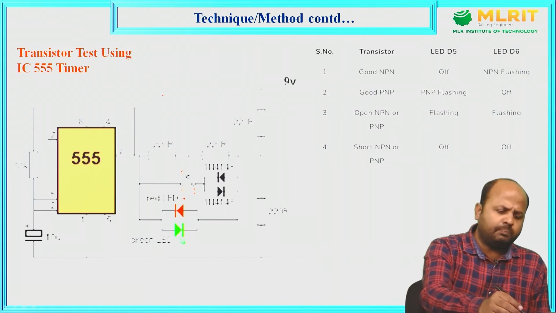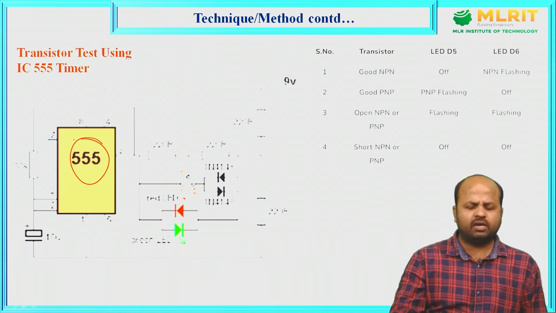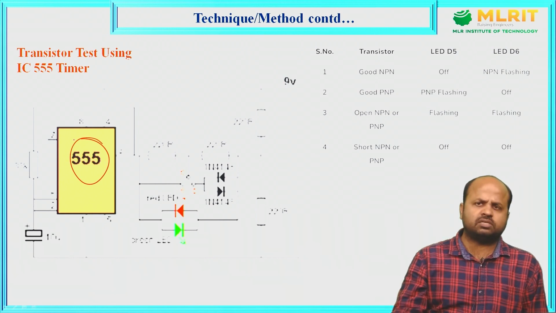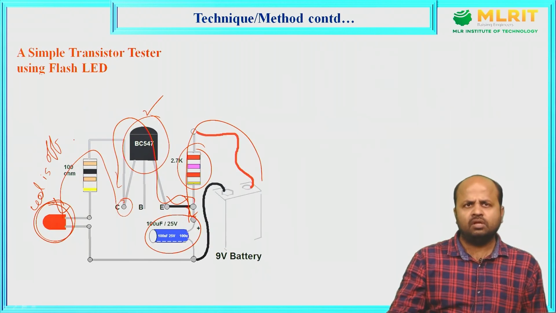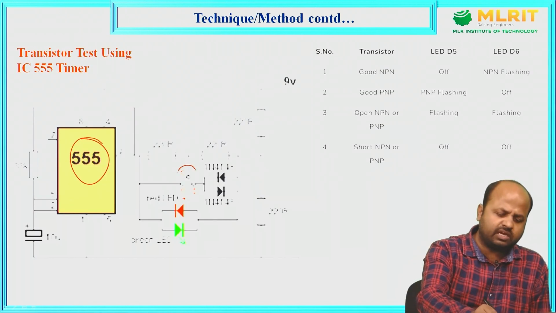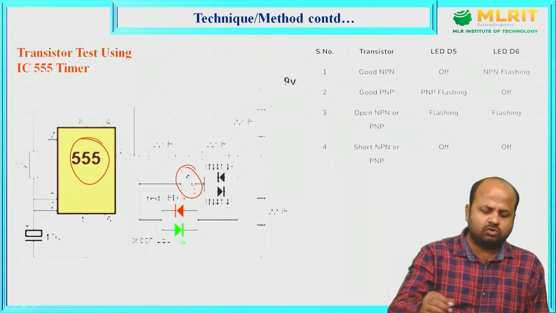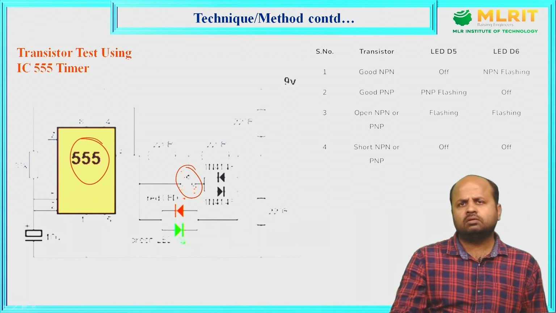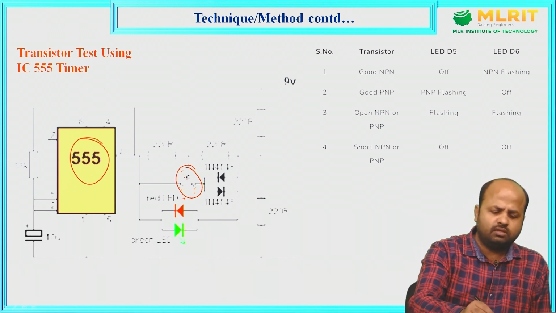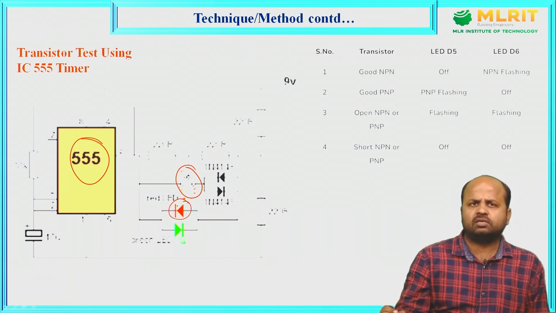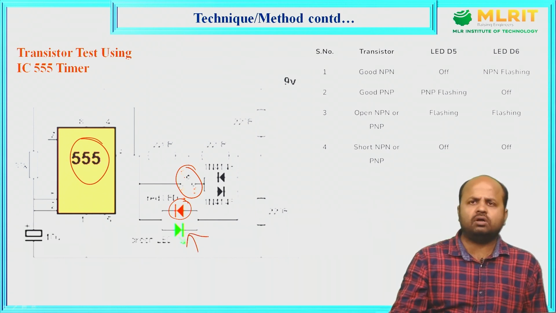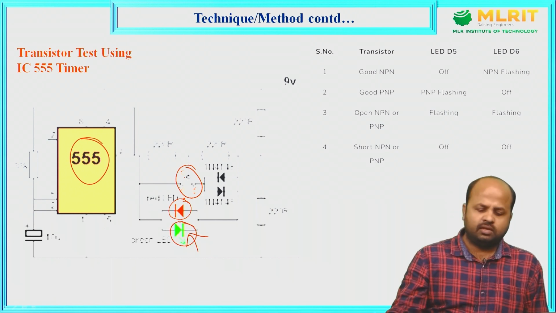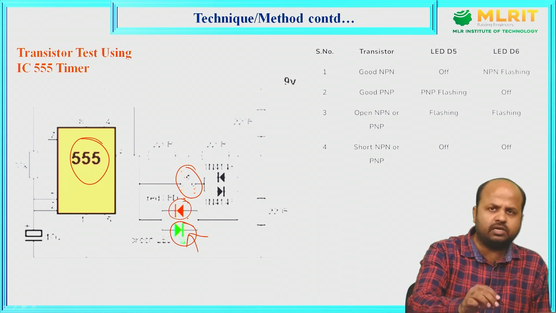By using a 555 timer IC also, we can make one transistor tester. Okay. So the logic of the transistor tester is the same as we saw previously. The only difference is that here we can check both NPN and PNP transistors. Here we can see that base, emitter, collector holes are there. There we have to place the transistor. If the transistor is okay, then one of the LEDs will flash and the other will be off. If the transistor is open circuit, then both LEDs will be flashing. If the transistor is short circuited, then both LEDs will be off.